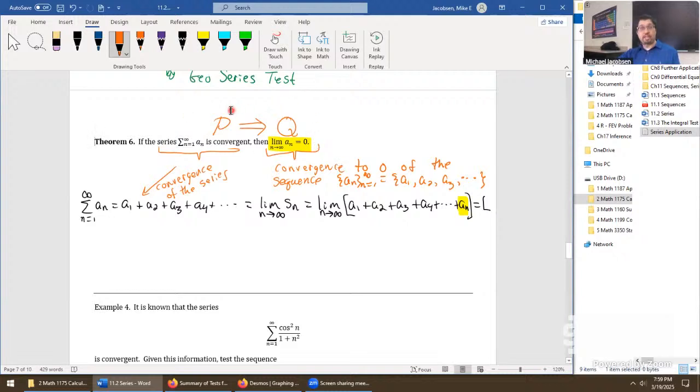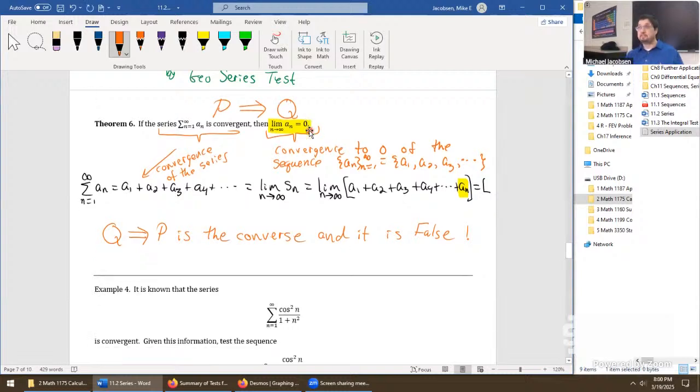This statement is true as it stands, but Q implies P is the converse, and it is false, unfortunately. If we start with the assumption that the limit is zero, we don't have the conclusion that the series converges. And that's a really unfortunate fact. That's something we'll take a look into on the very next problem. But any questions about it so far?